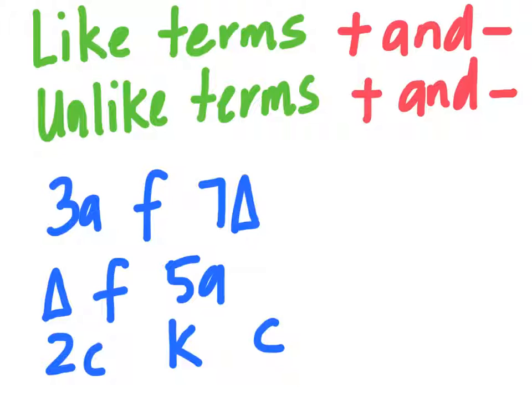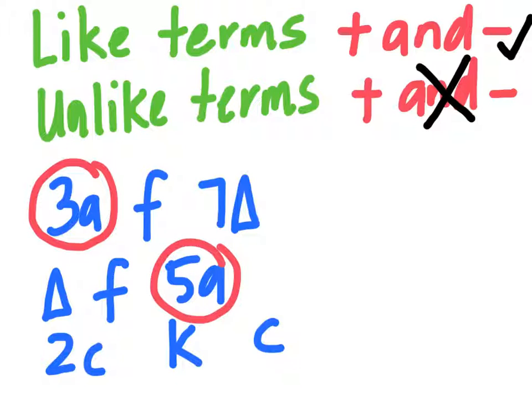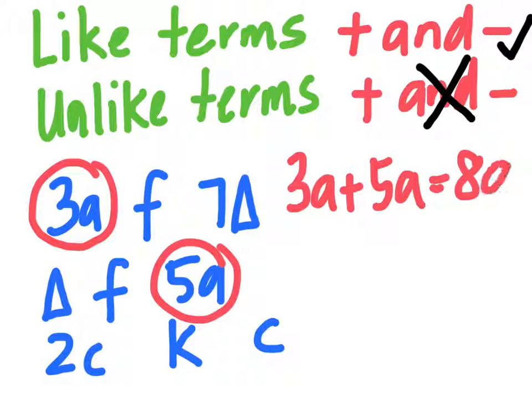When simplifying algebraic expressions, like terms can be added and subtracted from each other, whereas unlike terms cannot. So looking at the terms I have here, 3a and 5a are like terms, so they can be added to each other. So I have 3a plus 5a, which equals 8a.